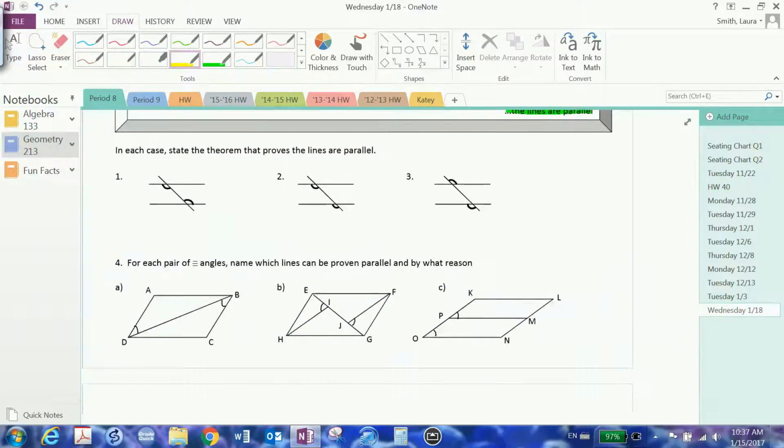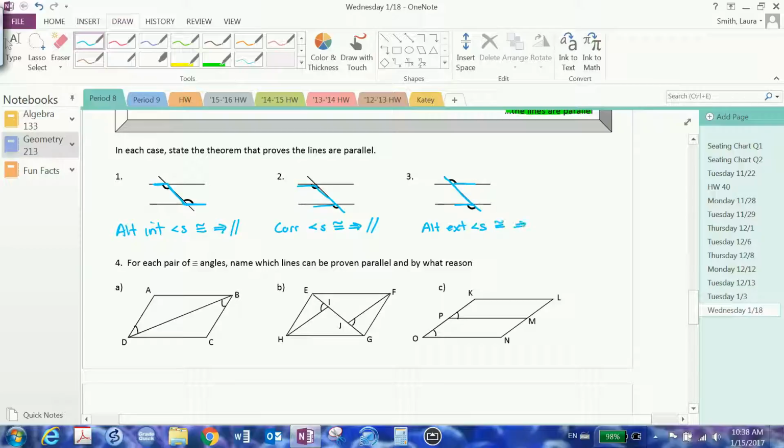Okay, so let's practice. In each case, state the theorem that proves the lines are parallel. Okay, so we're looking at the tick marks now. Based on these tick marks, what I have is alternate interior angles. So alternate interior angles congruent implies parallel lines. This case here, I see the F. These are corresponding. Corresponding angles congruent implies parallel lines. And here I have alternate exterior. And if those angles are congruent, that implies parallel lines.